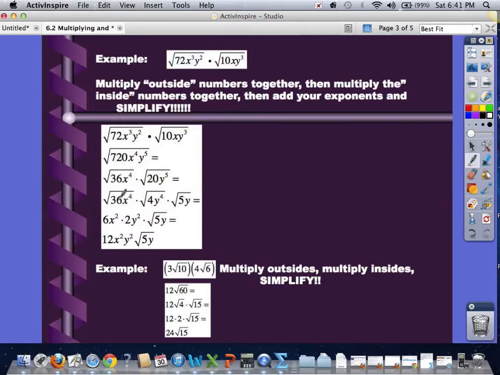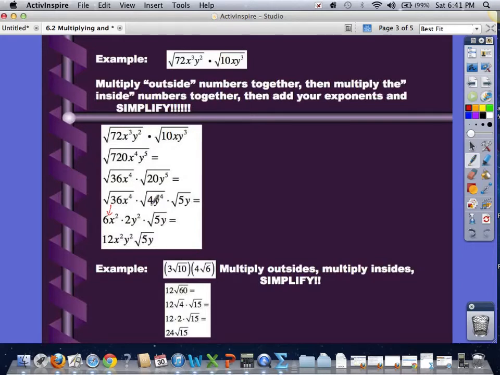But if you look, the next step, 36x to the 4th, you can easily take the square root of that and make that 6x squared. Does everybody see that? It goes straight from that to 6x squared. And then 20y to the 5th, I split that up. I know that there's a perfect square of 4 comes out of 20. 4 times 5 is 20, and 4 is a perfect square. And then I took the y to the 5th and split them up so that I have a perfect square here and leftovers here, just like I did before.